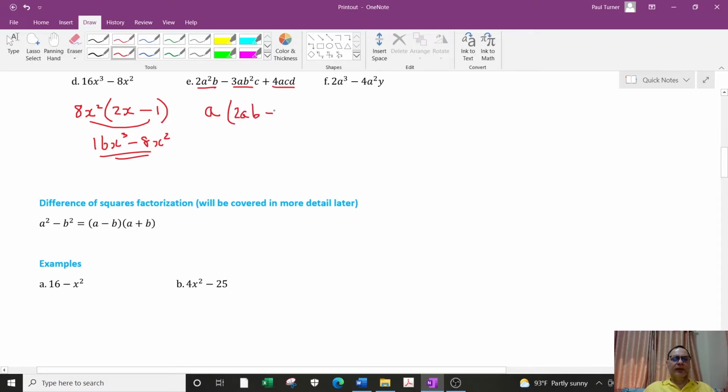minus 3b squared c plus 4cd. And just inspect carefully, there is no more common factor that was missed here. So this is your final answer.